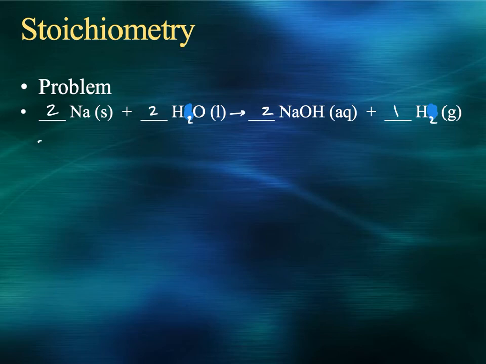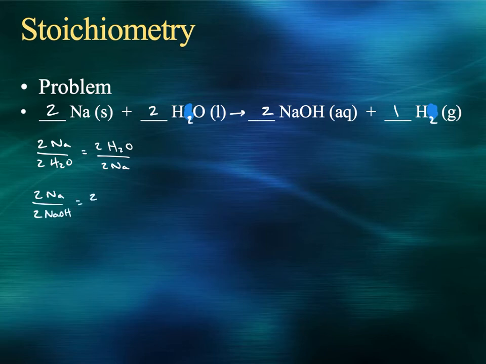Well, we could have 2 sodium for every 2 water, which is the same thing as 2 H2O for every 2 sodiums, because they mean the same thing. You could have 2 sodiums for every 2 sodium hydroxides. And the reverse is also true, the inverse, I suppose. There we go.